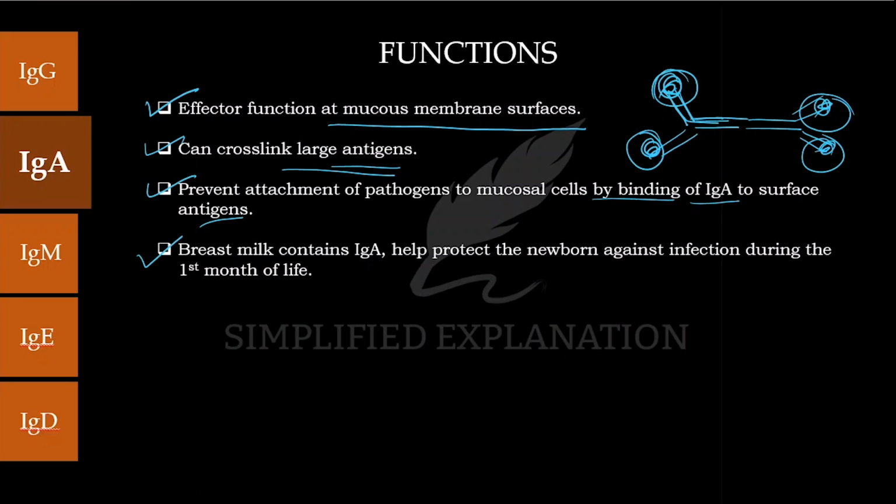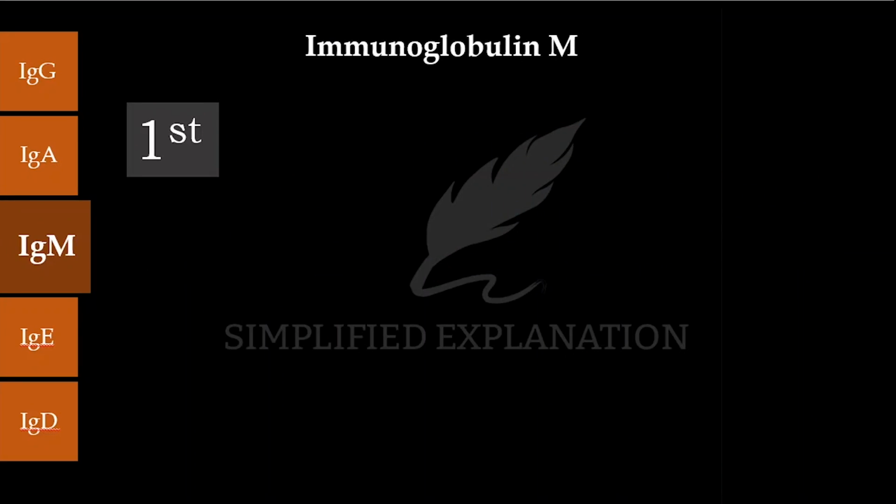And also the breast milk contains IgA, which helps protect the newborn against infection during the first month of life. So this was all about IgA and secretory IgA, their functions. Moving to the next class of immunoglobulin, Immunoglobulin M. Now Immunoglobulin M constitutes about 5 to 10% of total immunoglobulin in serum.